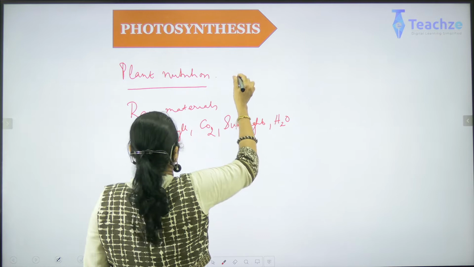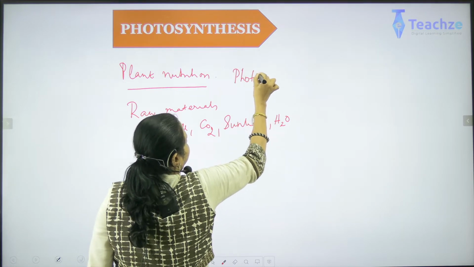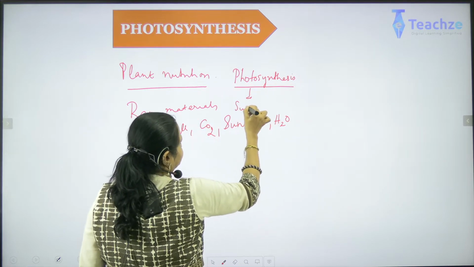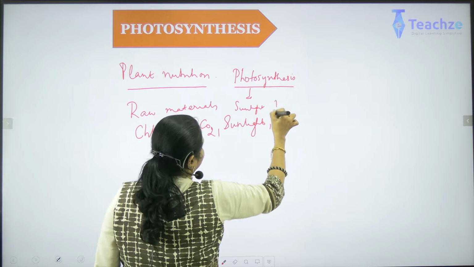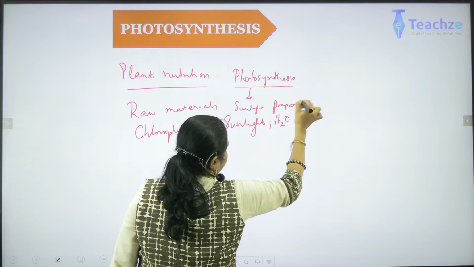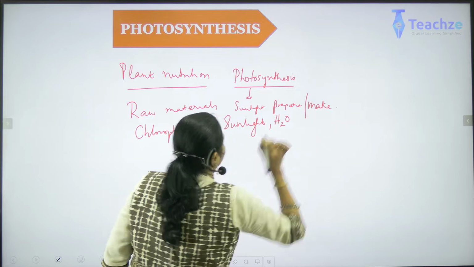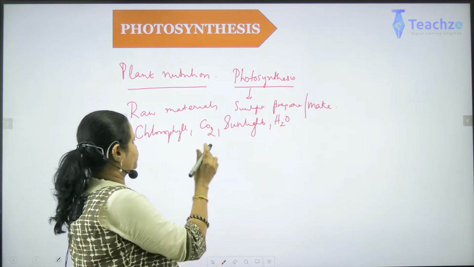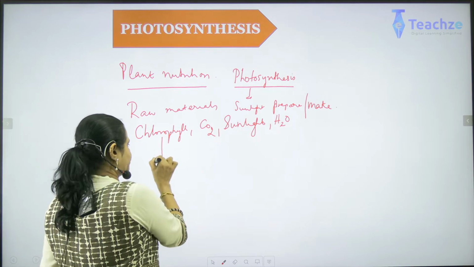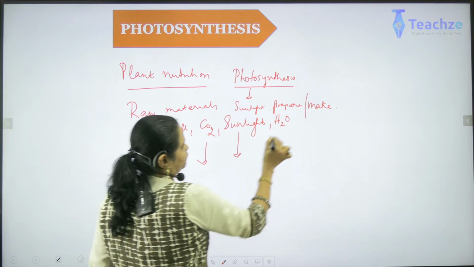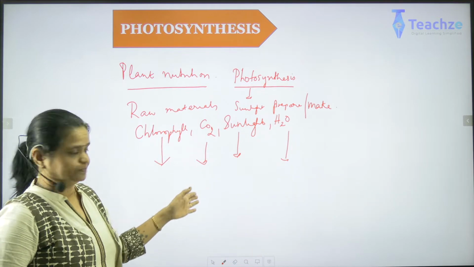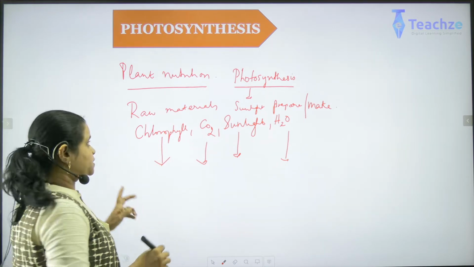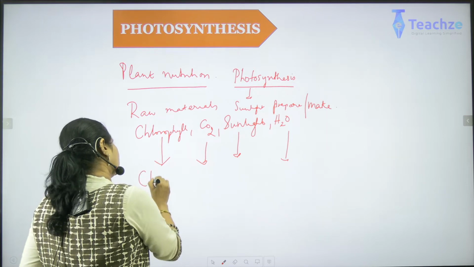Now, what is the term photosynthesis? Photo means in the presence of sunlight, and synthesis is to prepare or make. So in the presence of sunlight, making their own food, that process is called photosynthesis. Now, I have told you about the raw materials, but where do we get these raw materials from?